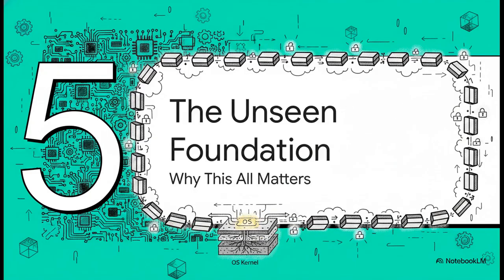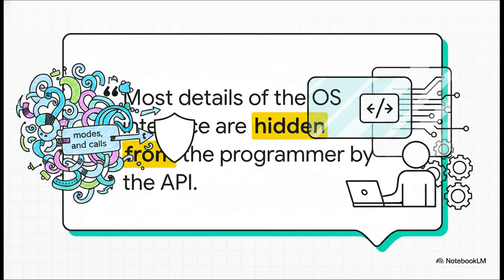Okay, we've gone pretty deep into the mechanics. Let's zoom out a little and talk about the big picture. Why is this whole hidden architecture so critical to the way our computers work? This quote really just nails it. This entire complicated dance of different modes and context switches and system calls, it's all deliberately hidden from the person writing the code. This idea is called abstraction, and it's what makes it possible for developers to create amazing software without needing to know the nitty-gritty details of every single piece of hardware in your machine.